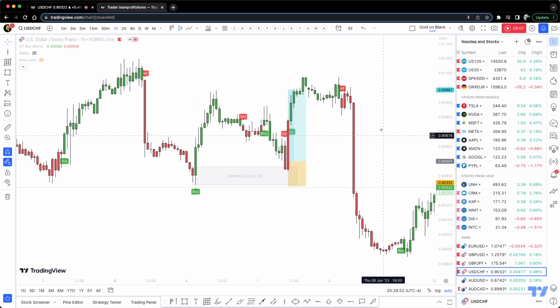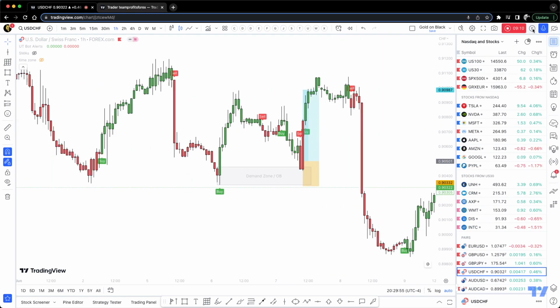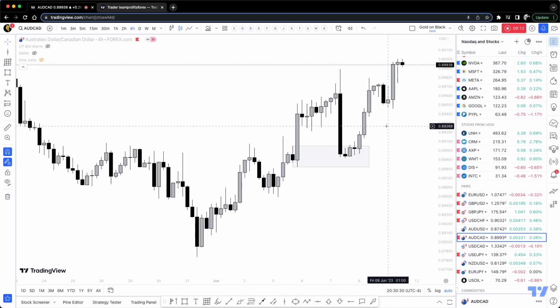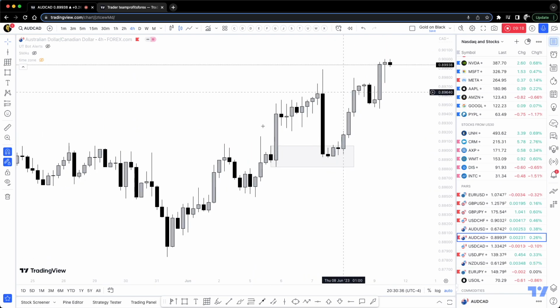So let me try to look for another example. All right, in this case, we have AUD/CAD. This is another currency pair, and you see that the market actually reacted to this nice order block right here. We had a demand. The market came all the way down, mitigated the zone before it started pushing up and took that high right there.